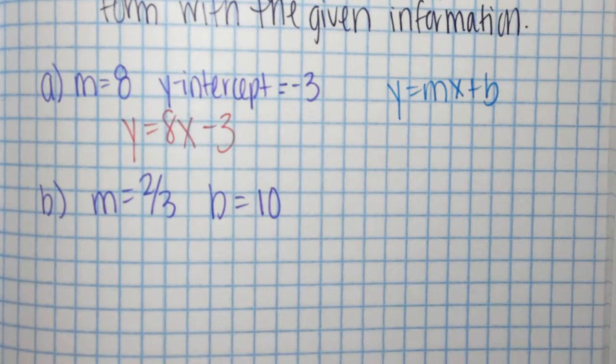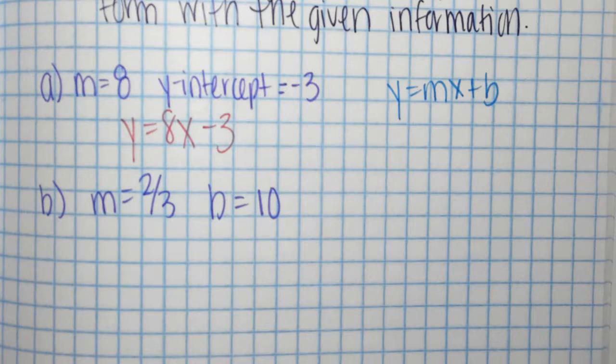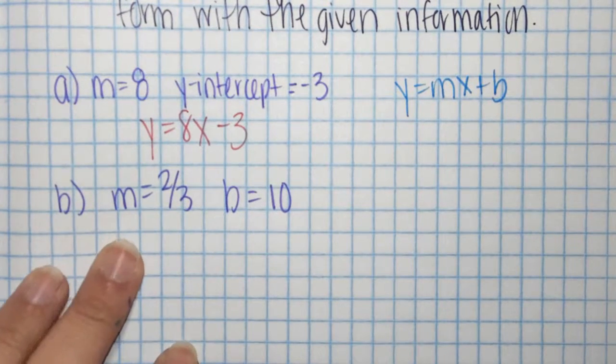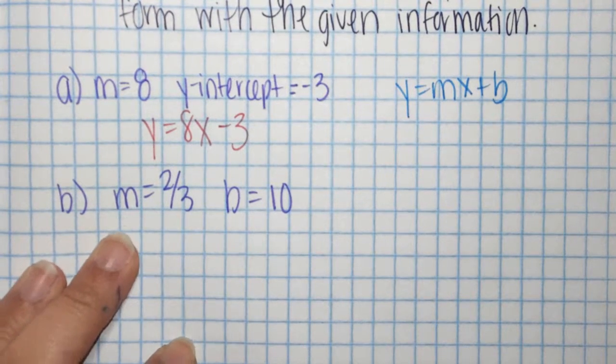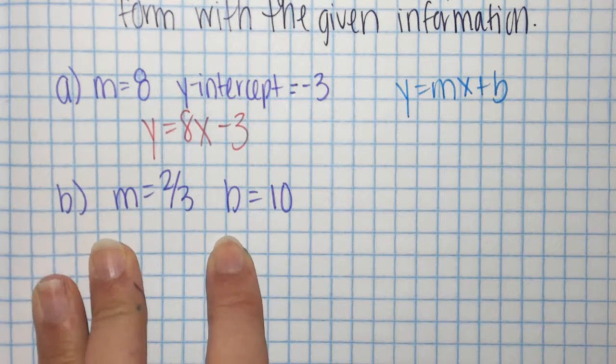Alright, let's do another one together. M equals 2/3 and B equals 10. Don't yell it out. I don't want anybody to scream. You could raise your hand, but let's give everybody a second. So M equals 2/3, B equals 10.